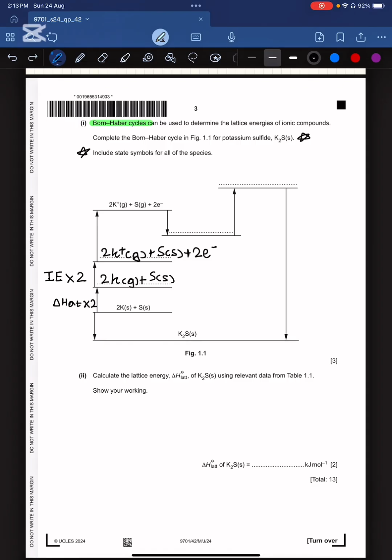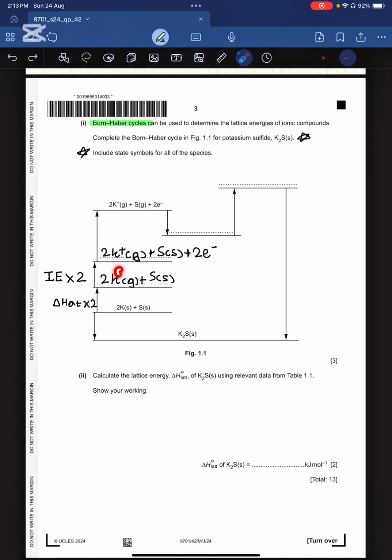Now students make this mistake: when it says 2 potassium and then they need to go to 2 potassium ions, they take the first ionization energy and add it with the second ionization energy. No, this is not the case. You are going from a zero charge to a plus one charge. It's only the first ionization energy that is involved. Now, if I put 2 here, I multiply it by 2. If I put 20 here, I multiply it by 20. If I put 100 here, I multiply it by 100.